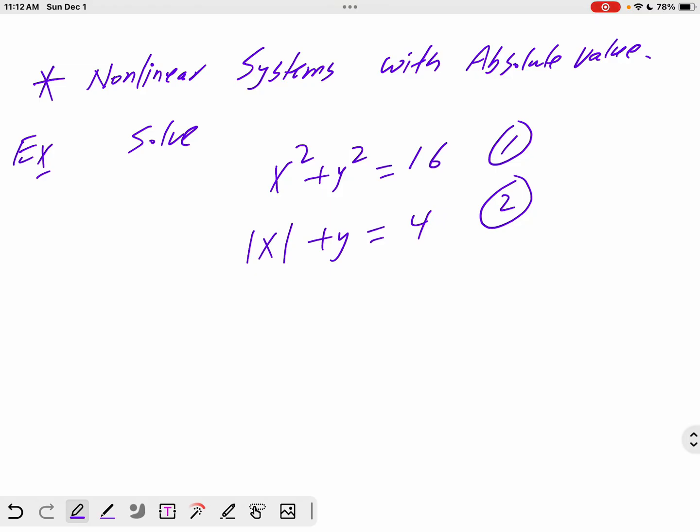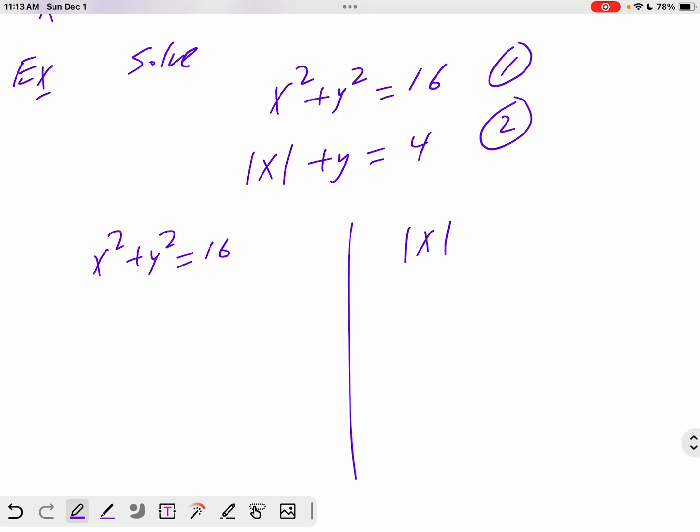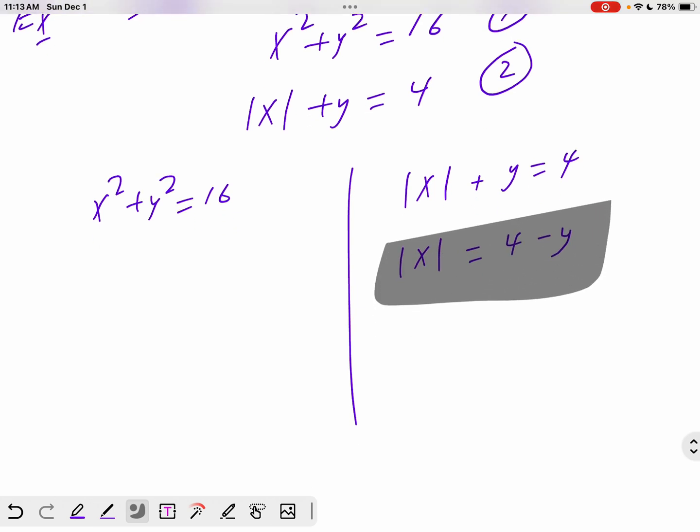You know what? Let's do it side by side, it makes it much easier. Like this. So write it this way. x squared plus y squared equals 16. Because you can go back and forth, it makes the substitution so much easier. So there's the absolute value of x plus y equals 4. We're going to isolate the absolute value, so it becomes 4 minus y on the other side. So that's the value we're going to plug in.